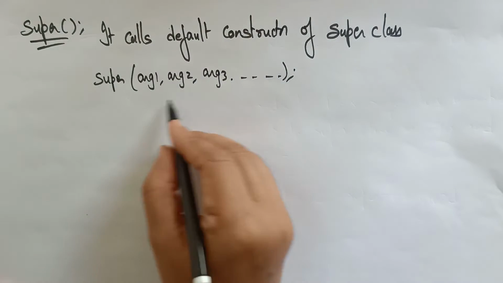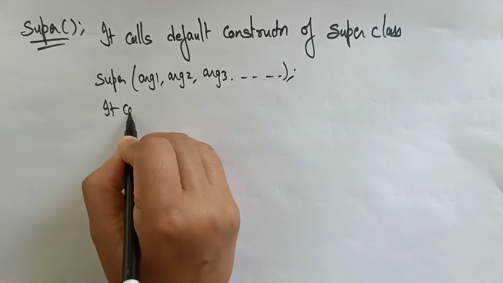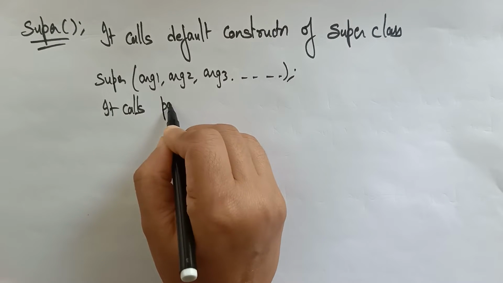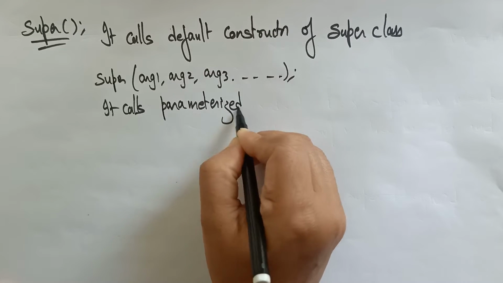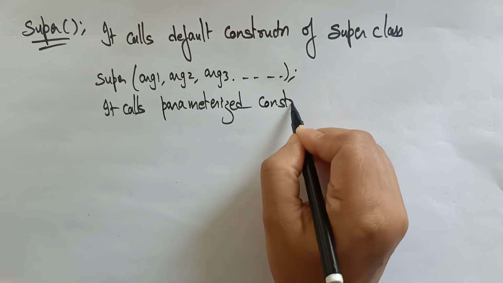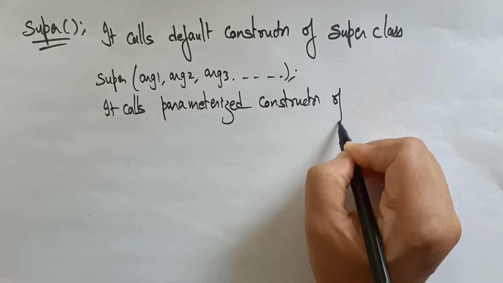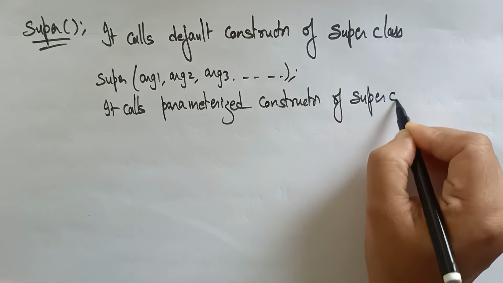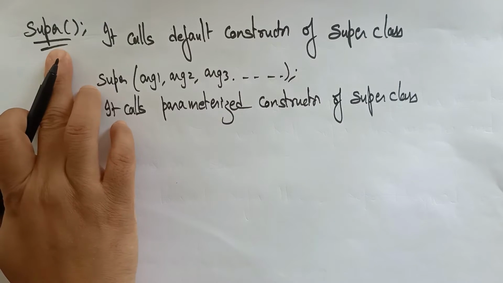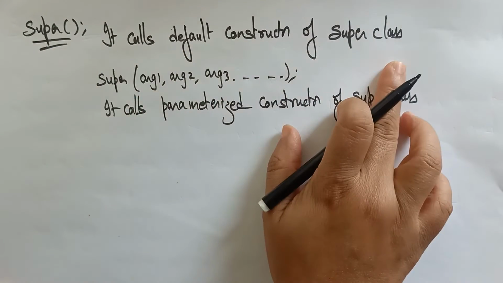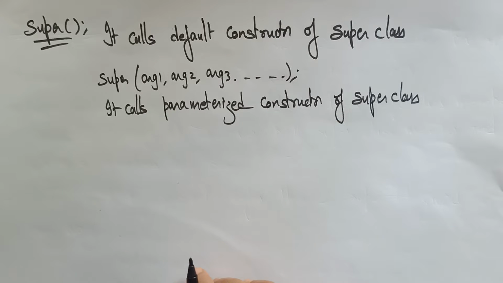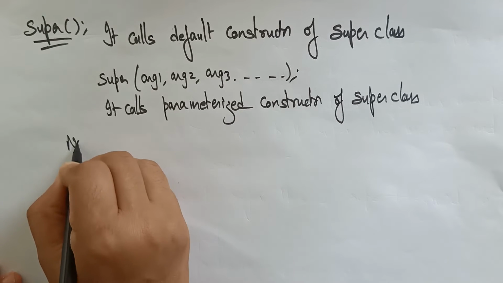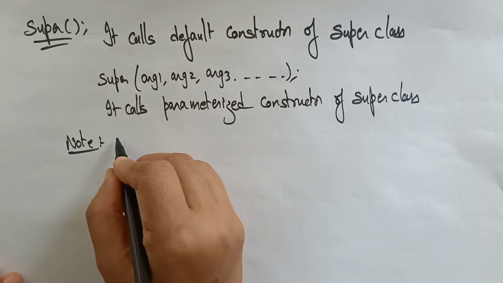So what does it call? It calls the parameterized constructor of which class? Super class only. So without arguments it calls the default constructor of the super class, and with arguments it calls the parameterized constructor of the super class. And some points you have to remember, students, note this point.